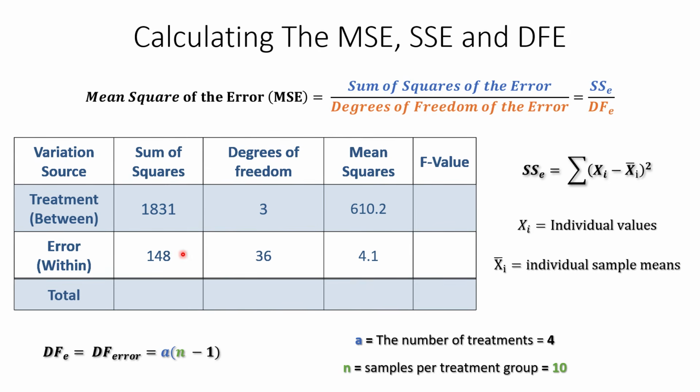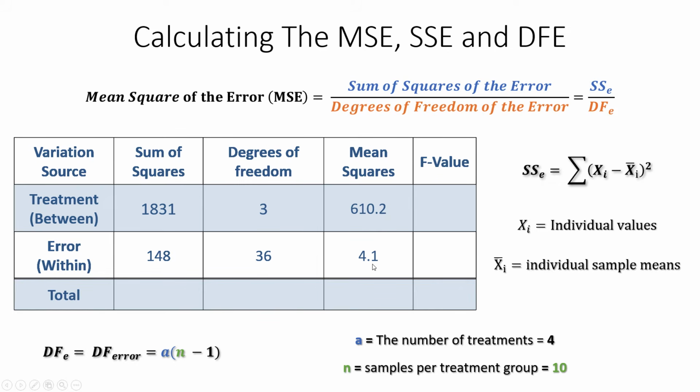You can see I've plugged this into the table. If you work this calculation for this data set, 148 is the sum of squares, 36 is the degrees of freedom, and our mean square value is 4.1. That's 148 divided by 36 is equal to 4.1. That is the mean square of the error.